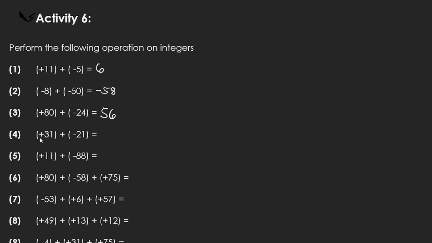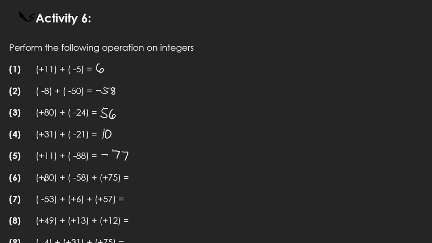Number 4, positive 31 plus negative 21. Different signs, you will find the difference of the two numbers. 31 is the higher number. We will use positive for our sum. And the difference of 31 and 21 is 10. Number 5, positive 11 plus negative 88. Different signs, so we would subtract. 88 is the higher number, so we will use the negative sign. And the difference of 11 and 88 is 77.